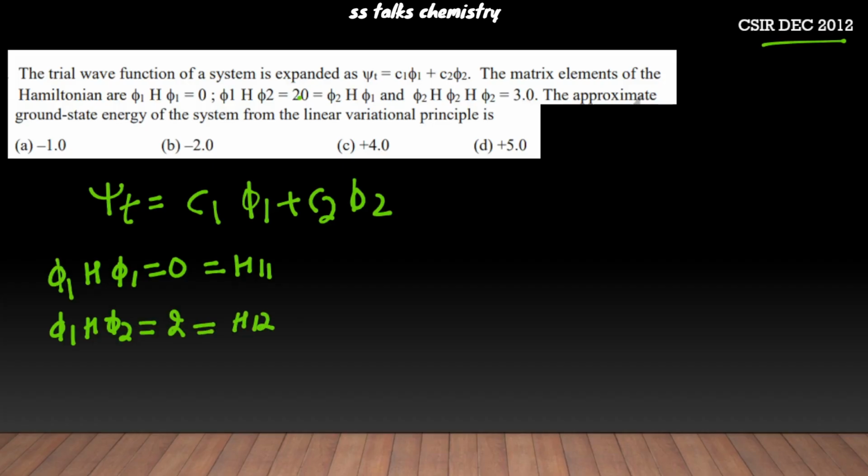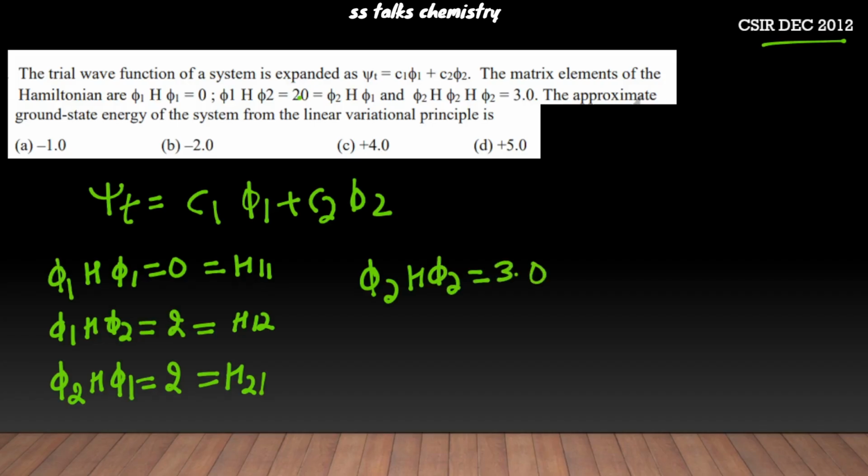Next H21, that is phi 2 H phi 1. This value is also equal to 2 only. So this is the value of H21. Okay. Similarly, the next we have been given is phi 2 H phi 2. This value is equal to 3. So this is the value of H22. Okay, and the approximate ground state energy of the system we have to find from the linear variation principle.